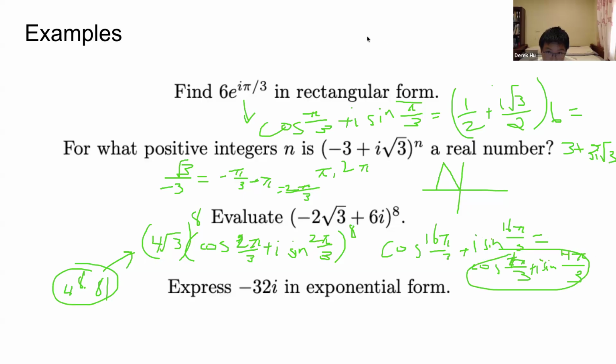Okay, and then lastly, we need to express negative 32i in exponential form. So first is the negative 32. Then we just need to find i in exponential form. And i is over here, so we can see that this angle is π/2, so this will be e^(iπ/2) here. Oh wait, shoot, there's a negative here, so it's actually negative i. So it'll be 3iπ/2. Sorry.